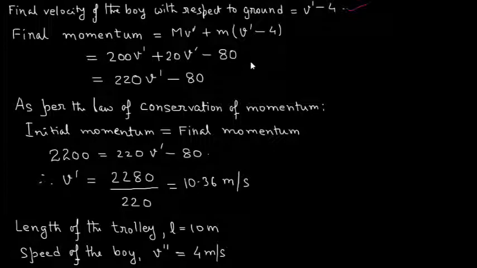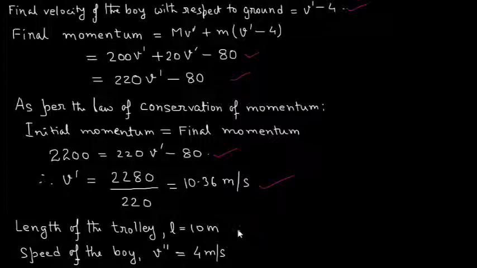Putting the values of capital M and small m, we get 200 v dash plus 20 v dash minus 80, that is 220 v dash minus 80. As per the law of conservation of momentum, initial momentum is equal to final momentum. That is 2200 is equal to 220 v dash minus 80. Solving for v dash, v dash is equal to 2280 upon 220, that is 10.36 meter per second.